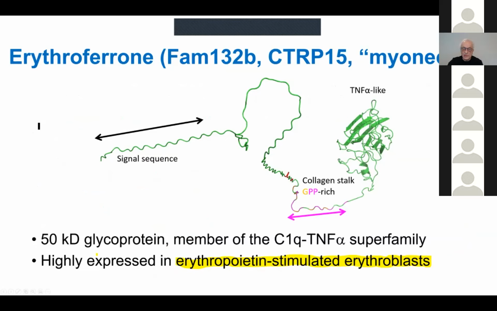And it had previously been known by systematic names such as FAM132B, CTRP15, and another group described the same factor as myonectin. And I put it in quotation marks because there were two different myonectins, and this particular myonectin was essentially the same protein as erythroferrone or FAM132B. And this protein belonged to the C1q TNF-alpha superfamily. It's a 50 kilodalton glycoprotein. And importantly, it was highly expressed in erythropoietin-stimulated erythroblasts.